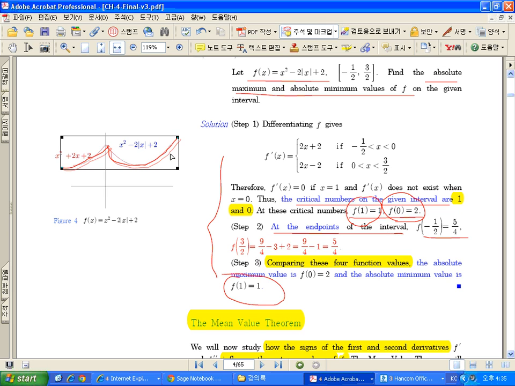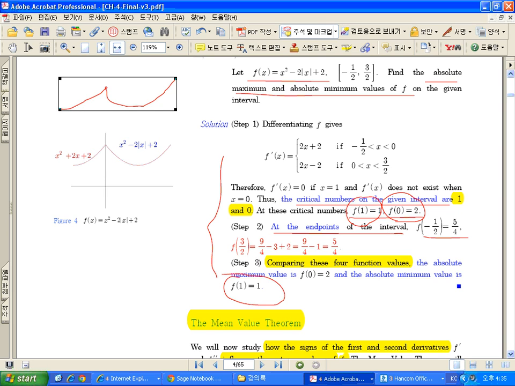You can think of this value and these values are the ones. You can easily see that it has the maximum value of 2 at x equal to 0, and you can have the minimum value at x equal to 1 as 1.